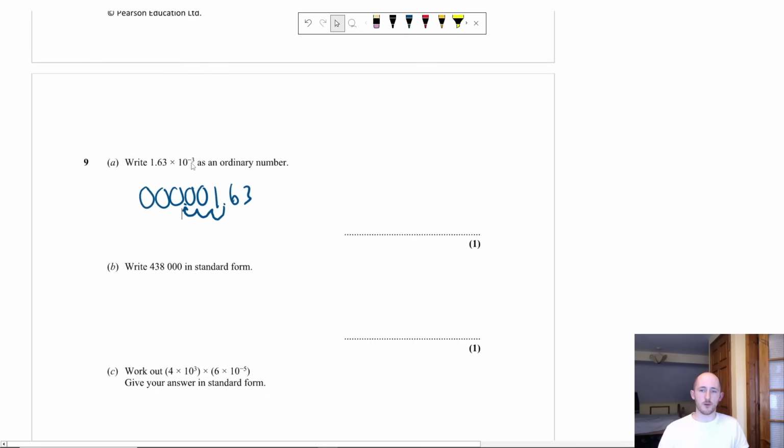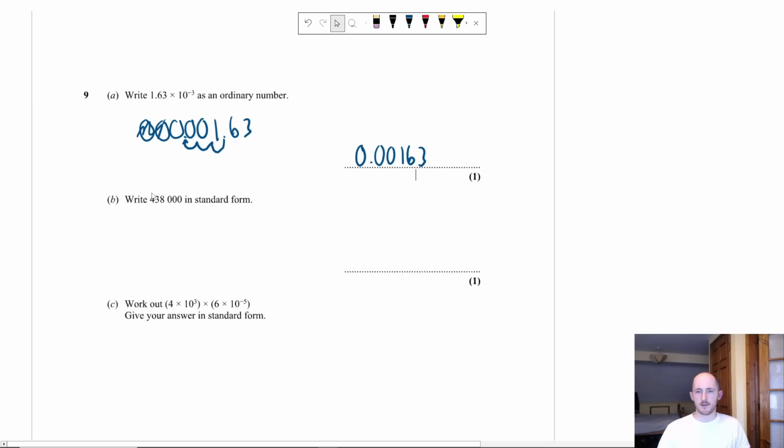Remember, with standard form, when it's a minus number here, you're moving the decimal point to the left. When it's a positive number, you're moving it to the right. So this here is going to be 0 point, because again, I don't need these two zeros, 00163. And again, just be super careful about putting the decimal point in the right place and putting the correct number of zeros. Then we need to write 438,000 in standard form.